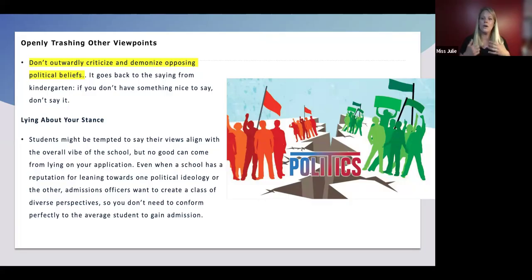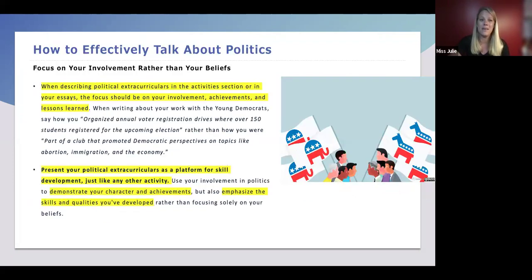So you don't want to write your essay based on what you think the school wants you to hear. Again, the essay should be about you. So is there a way to effectively talk about politics? If you are going to bring up politics at all, you want to focus on your involvement in politics rather than your beliefs.